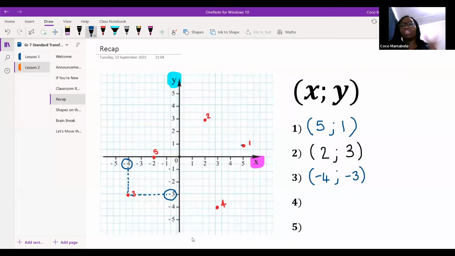If you got it right, you need to give yourself a mwah, perfecto, because you did it so beautifully. Well done, guys. Amazing. Very well done.